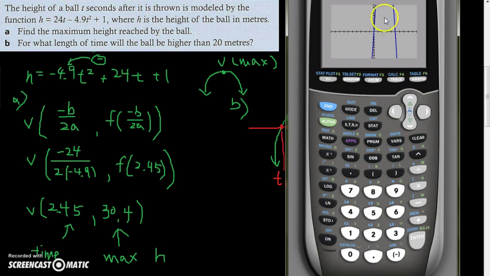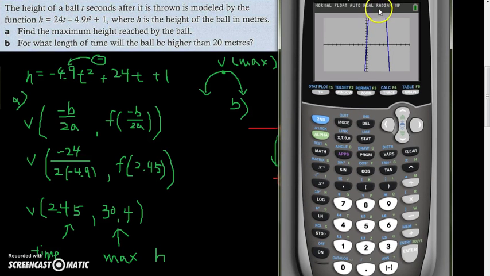Now, I don't really see the entire graph, and in fact, I'm missing my vertex right there. It would be nice, and in fact, we should see the entire parabola. The vertex is very important, so we should see the vertex. And since I know that my vertex is at 30.4, I'm not going to use zoom out now. I could, but in fact, I'm going to adjust my window. So go to your window button.